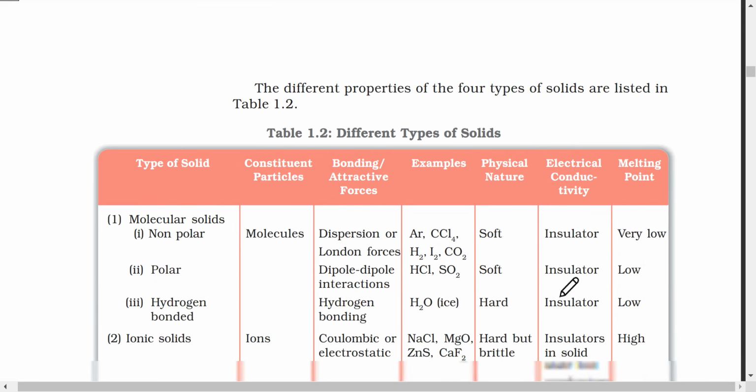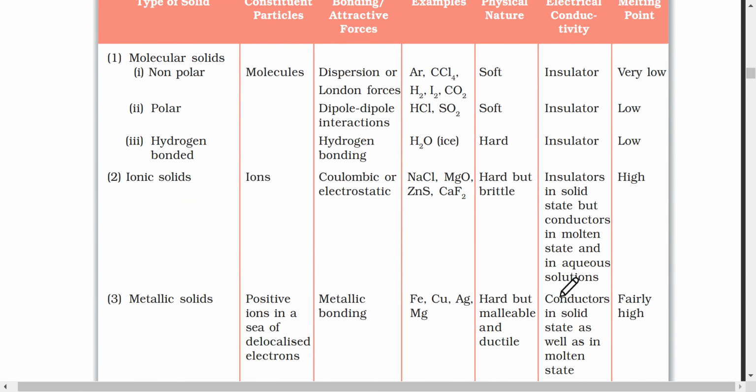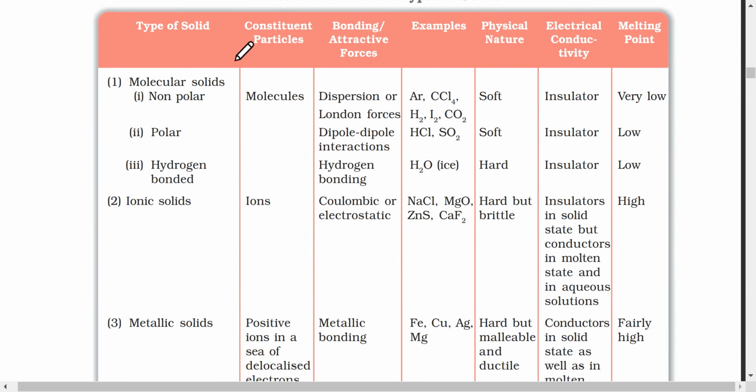Different properties of four types of solids are discussed. अब ये वही है, उसको थोड़ा tabular form में दिया है. ये हमने already सारा discuss किया है, non-polar, molecular, polar, hydrogen bond and hydrogen bonded. Fine. So again we have the constituent particles.